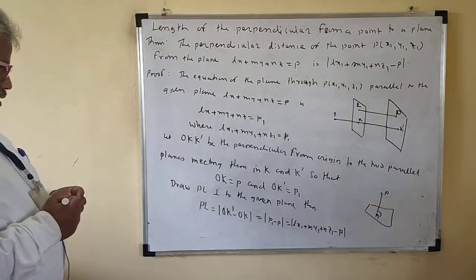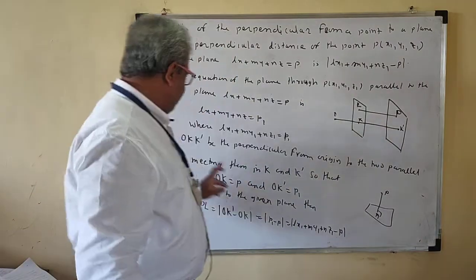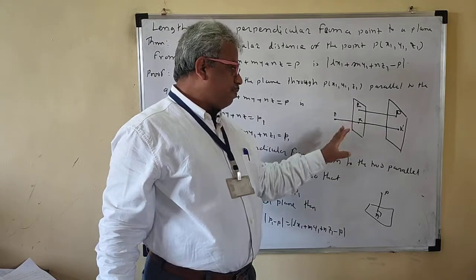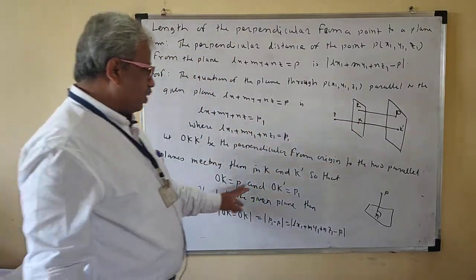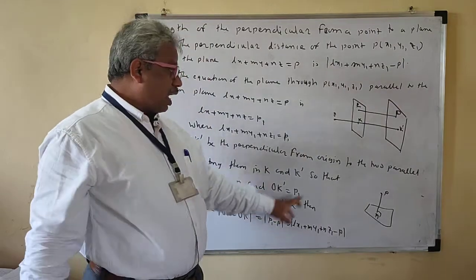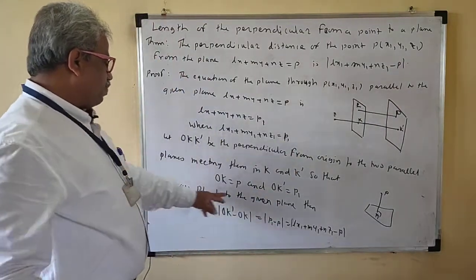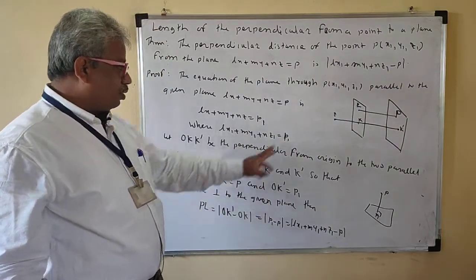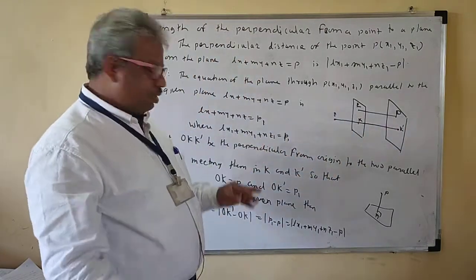Now draw OK and OK prime perpendicular from the origin to the parallel planes. We take that K and K dash such that OK is your small p and OK prime is your p1. Draw PL perpendicular to the given plane. Then PL is equal to the mod of OK prime minus OK.